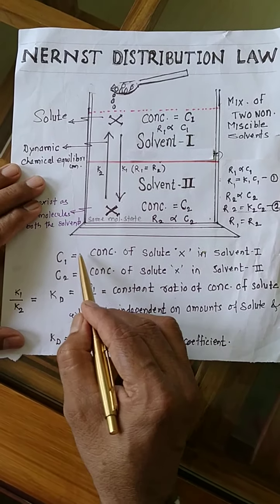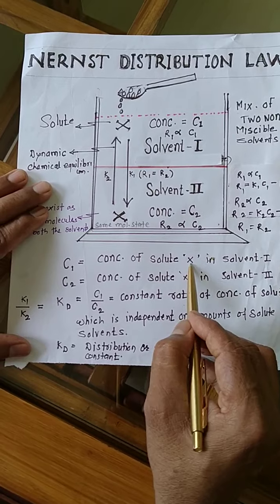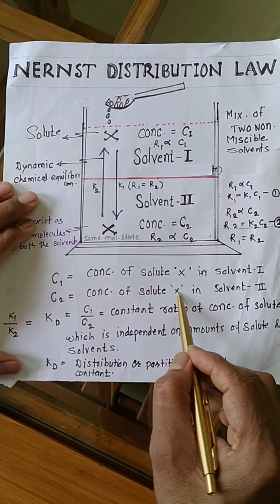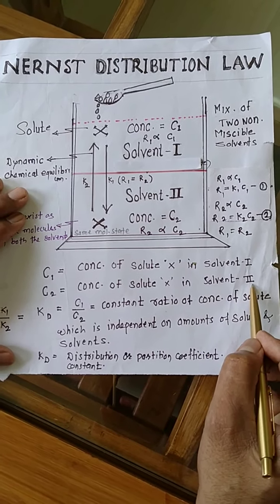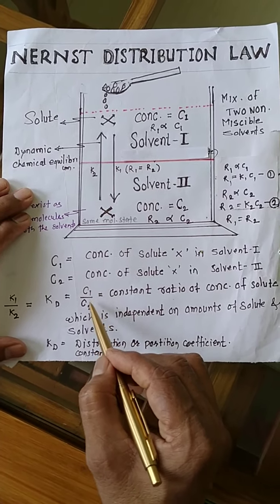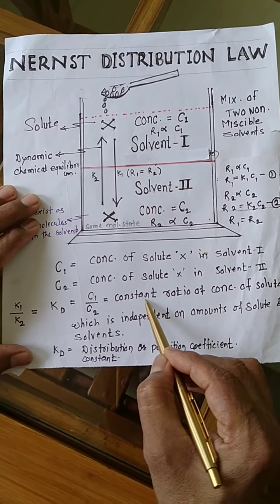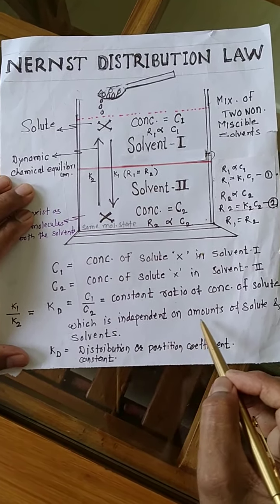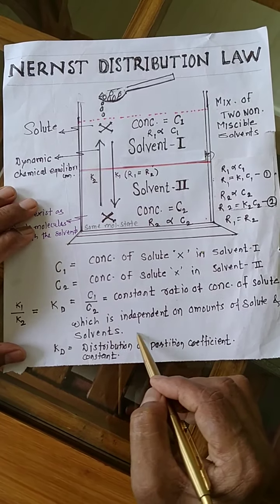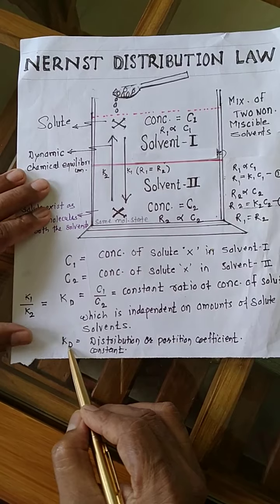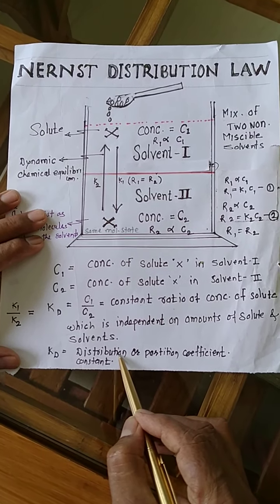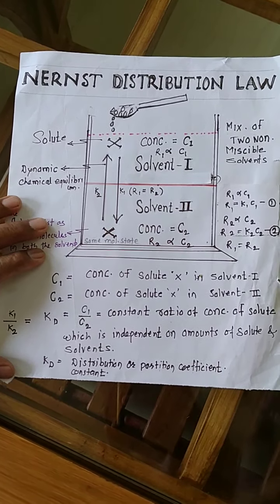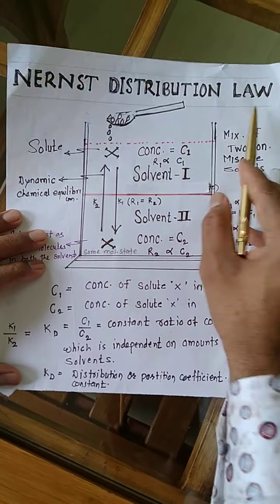C1 is the concentration of solute X present in solvent first. C2 is the concentration of solute X present in solvent second. Now this ratio C1 upon C2 is a constant ratio of the concentration of the solute, which is independent of the amount of solute and solvents, where KD is the distribution constant or coefficient, or partition constant or coefficient, because this law is also known as distribution law or partition law.